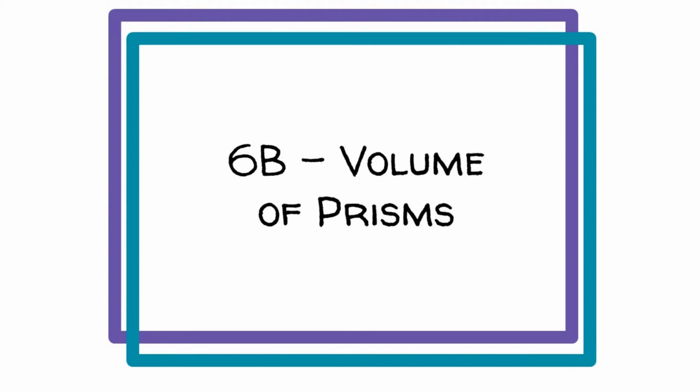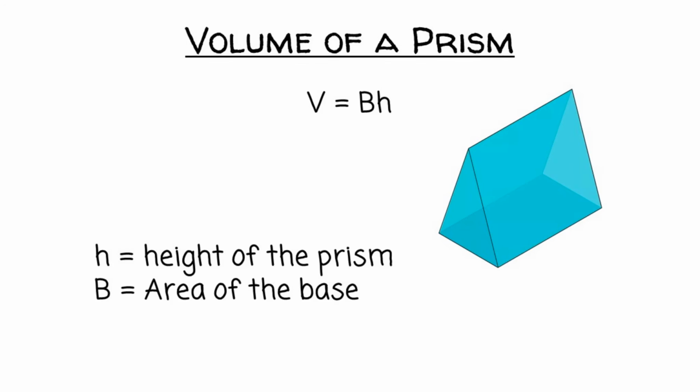We're going to be finding the volume of prisms. The formula we use for the volume of a prism should look familiar. Volume equals the area of the base times the height. If you remember, this is the exact same formula for the volume of cylinders. So volume of prisms and volume of cylinders use the exact same formula.